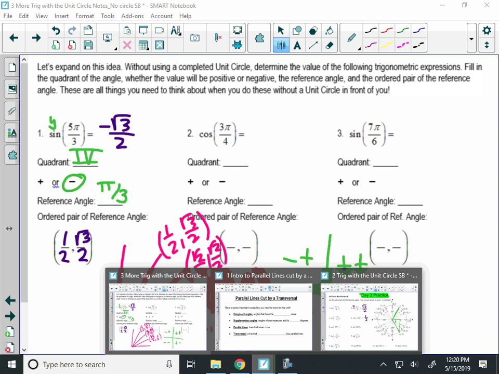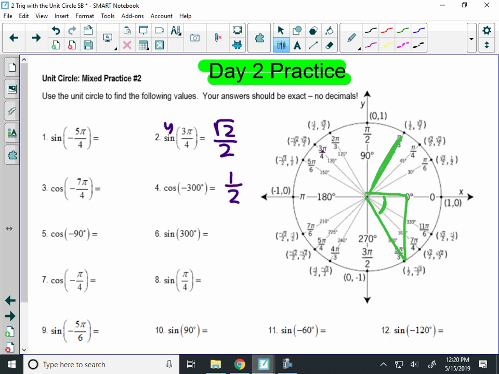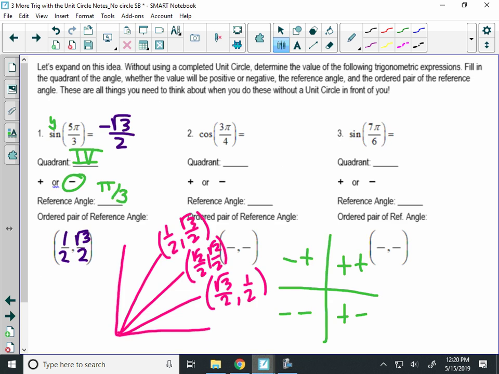And if you want to check, you go to your unit circle and say, oh, that's right, negative radical 3 over 2. So once you get the hang of this, you don't even have to write this down. You can just use your hand if you know what quadrant you're going to be in. So let's try the next one. Cosine of 3 pi over 4. What quadrant is 3 pi over 4 in? 2. Nope. Oh, yeah, it is. Sorry. We're in quadrant 2. Now, cosine is the x value.